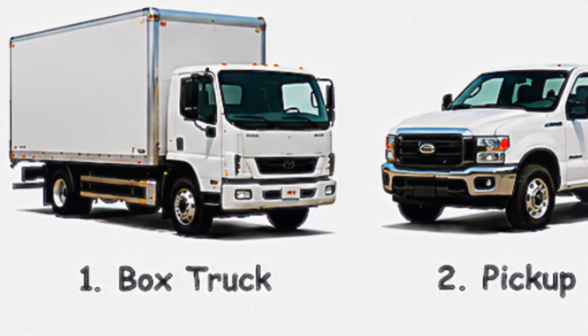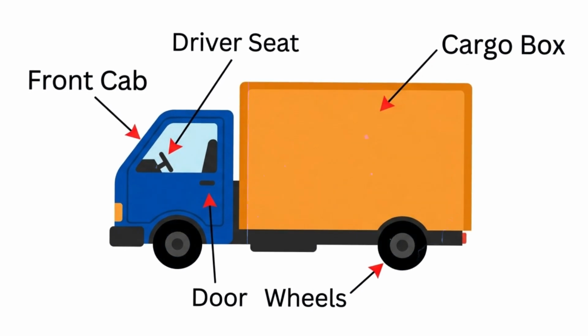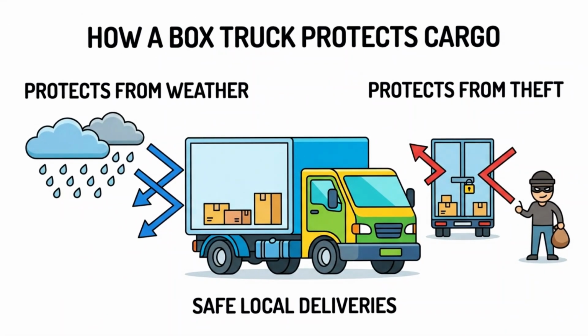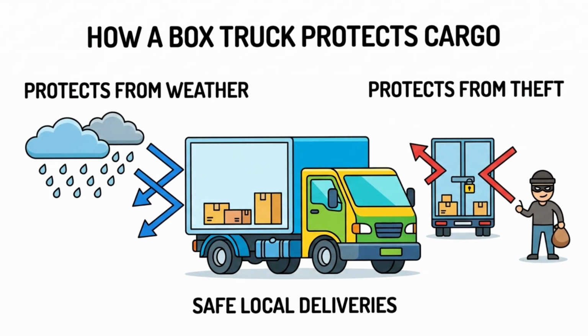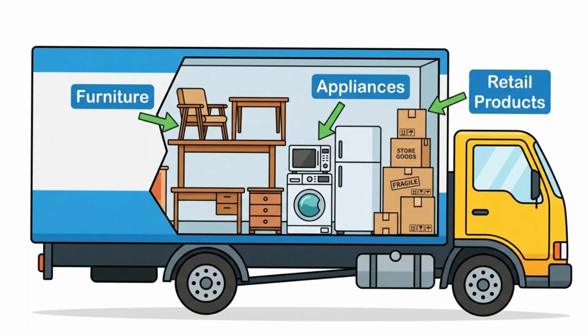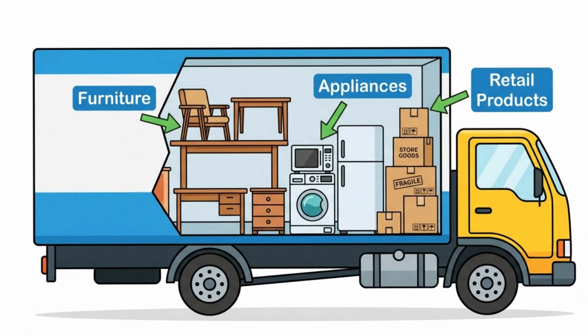Every type of truck. Explain box truck. A box truck has a separate cab in the front and a large enclosed cargo box attached behind it. It is one of the most common trucks seen in cities and towns. Businesses use box trucks to move furniture, appliances, retail products, and many other goods. The enclosed design protects cargo from weather and theft, making it a reliable choice for local deliveries.